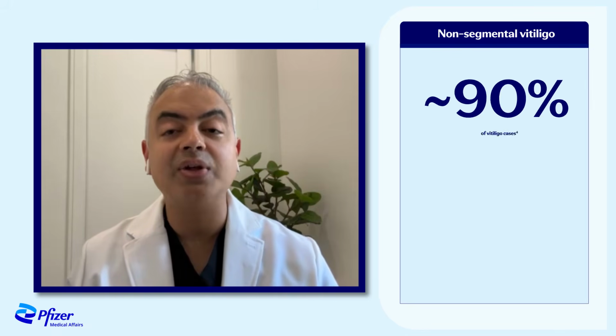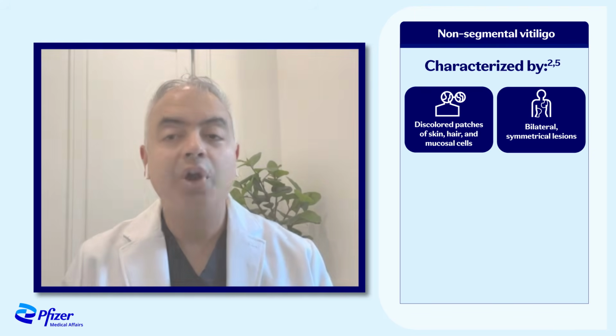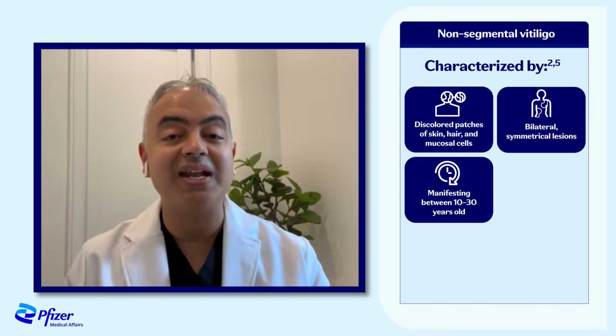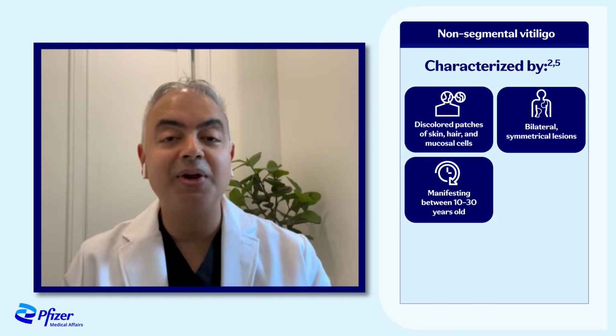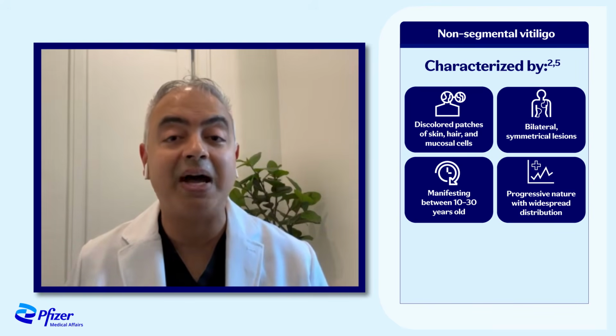Non-segmental vitiligo, often referred to as generalized vitiligo, is the more common form of the disease, accounting for approximately 90% of vitiligo cases. Non-segmental vitiligo is characterized by loss of pigmentation, resulting in discolored patches of skin and hair and mucosal cells on both sides of the body with lesions that are often symmetrical. Although it can manifest at any age, it is most common in patients between ages 10 and 30 years. Non-segmental vitiligo is characterized by its progressive nature and widespread distribution throughout the body.